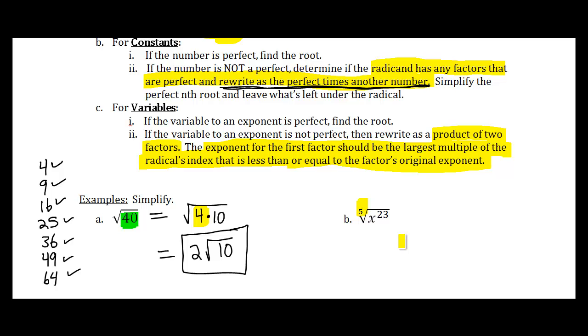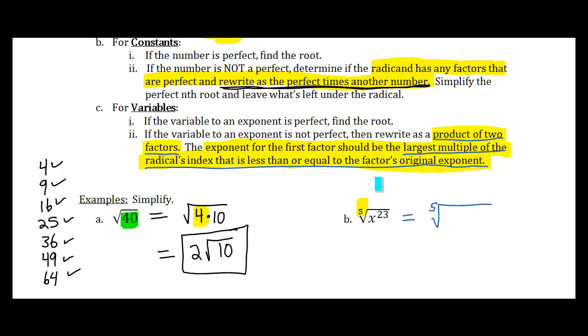And so what we're going to do here is simplify by rewriting this 5th root of x to the 23rd as the 5th root of a product of two factors. Rewrite it as a product of two factors. Product means multiplication. It says the exponent on the first factor should be the largest multiple of the radical's index that is less than or equal to the factor's original exponent.